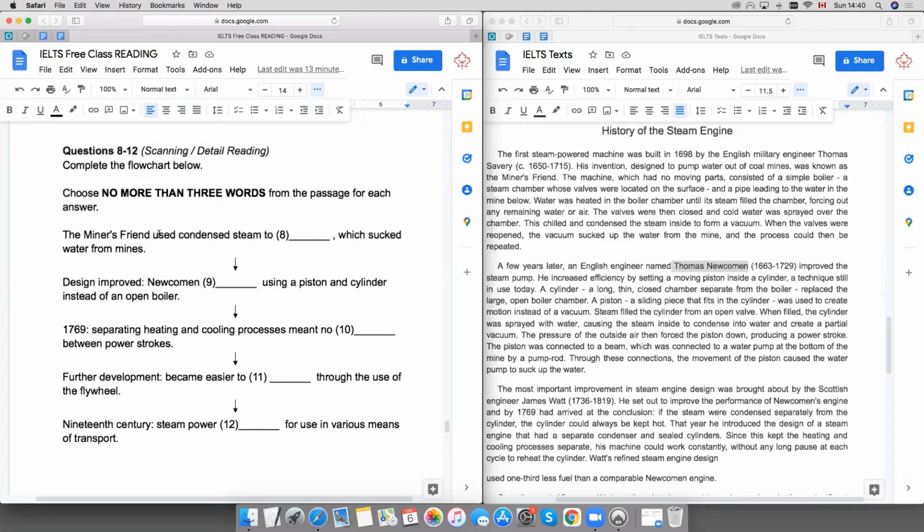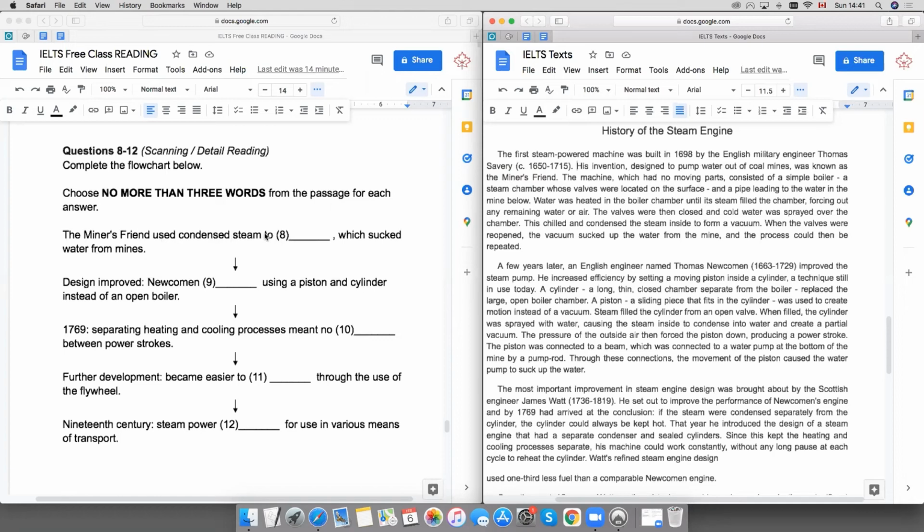So we go through looking for the miner's friend. As we go through, we see the miner's friend right away, second sentence. So we are going to do some detail reading because we find him at the end of the sentence. We're going to read his introduction to see that his invention was designed to pump water out of coal mines. That sounds very familiar to what I've just seen in the question. He used condensed steam to do something which got the water from the mines.